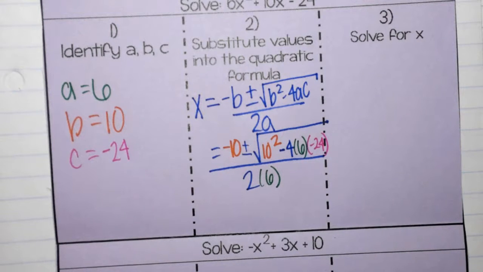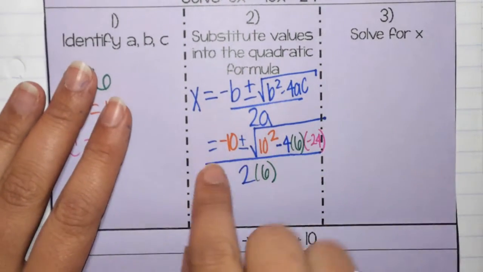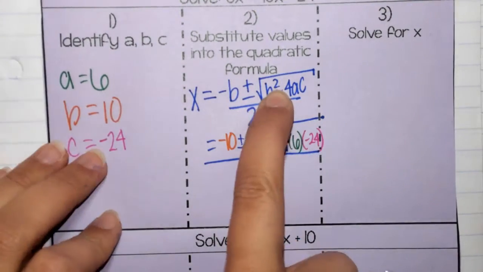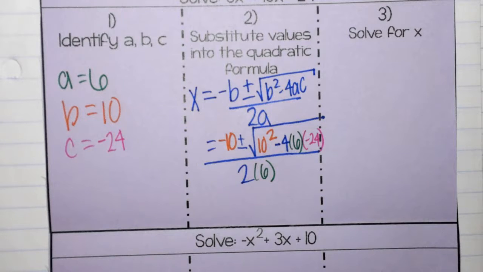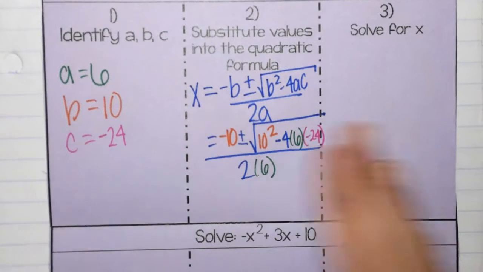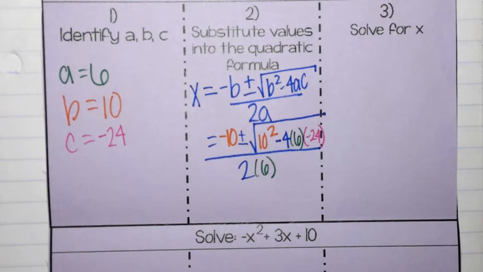Is anybody confused? All you have to do is plug in A, B, and C into this formula. That's all we've done so far, is replace A, B, and C with the numbers. Okay? Are we ready for the next part? Okay, I got it.